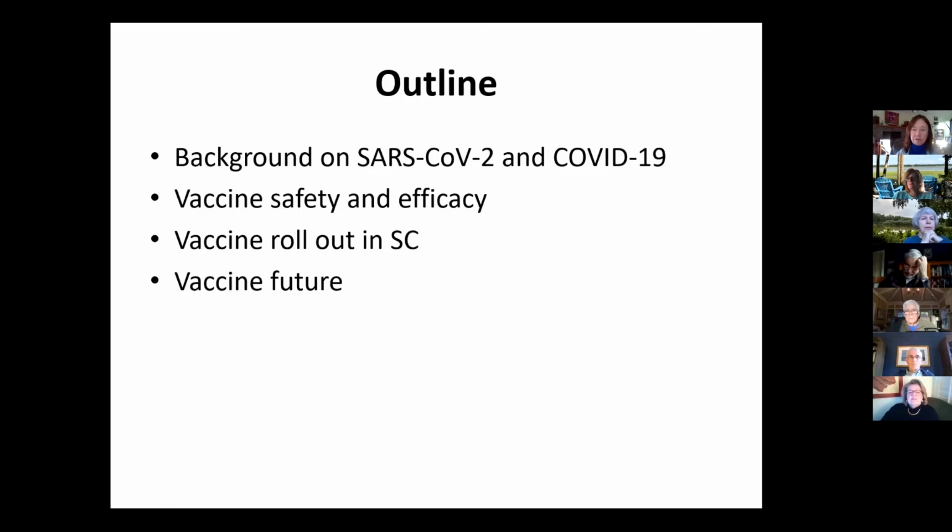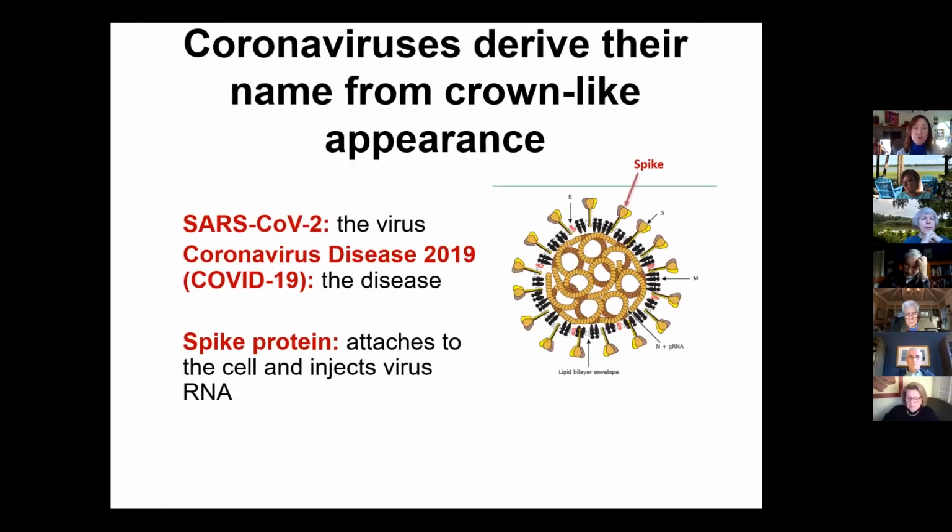What about the new vaccines that are coming up? How are we going to be able to adapt if new variants become the dominant strain? I will talk about vaccine rollout in South Carolina, including some of the ethical issues, some of the challenges. We keep adding people to phase 1A. What does that really mean? And to talk about the vaccine future.